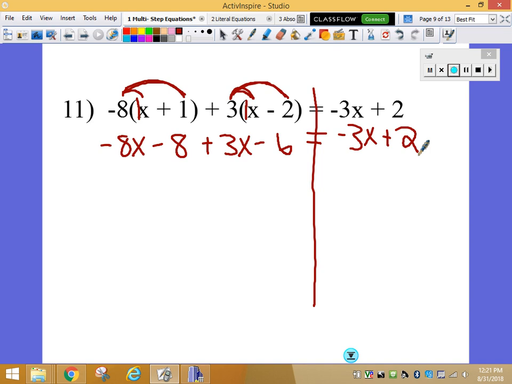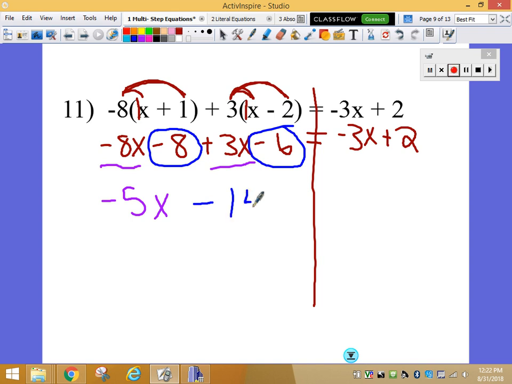So let's look at this and see, are we done with step 1? Has everything been combined? And hopefully you're saying no. I can combine these x's, right? Negative 8 plus 3 is negative 5x. Now, is there anything else that can be combined? Yes. I can combine negative 8 minus 6. Negative 8 minus 6 is negative 14. And I'm going to bring down the right-hand side. So again, take a pause right here. Make sure that makes sense. I combine my x's and I combine my whole numbers. Okay? So now I'm ready to move on to step 2.